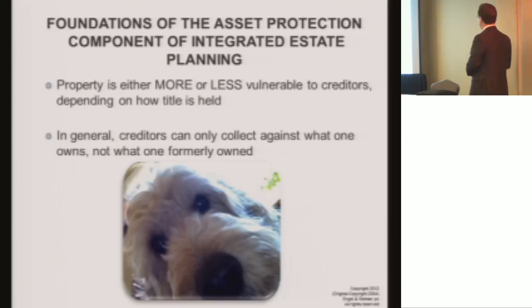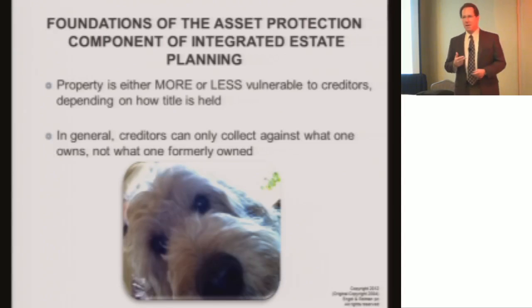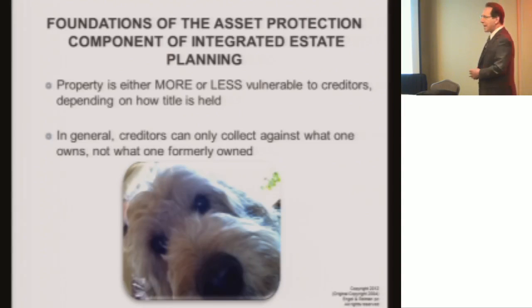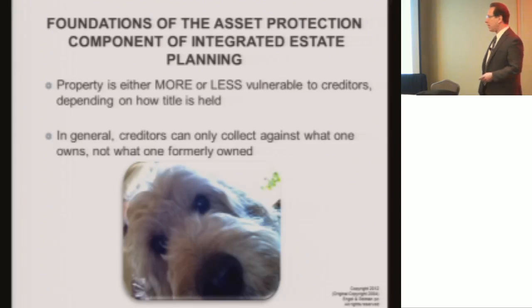Foundations of the asset protection component of the integrated estate planning process. It's a very basic concept. Property is either more or less protected depending on how it's titled. So if property is in an individual's own name, let's say they have a $1 million managed account or brokerage account, and they're sued, they lose, and the account isn't exempt as, say, an IRA or a qualified plan or some such, the account is as good as gone.